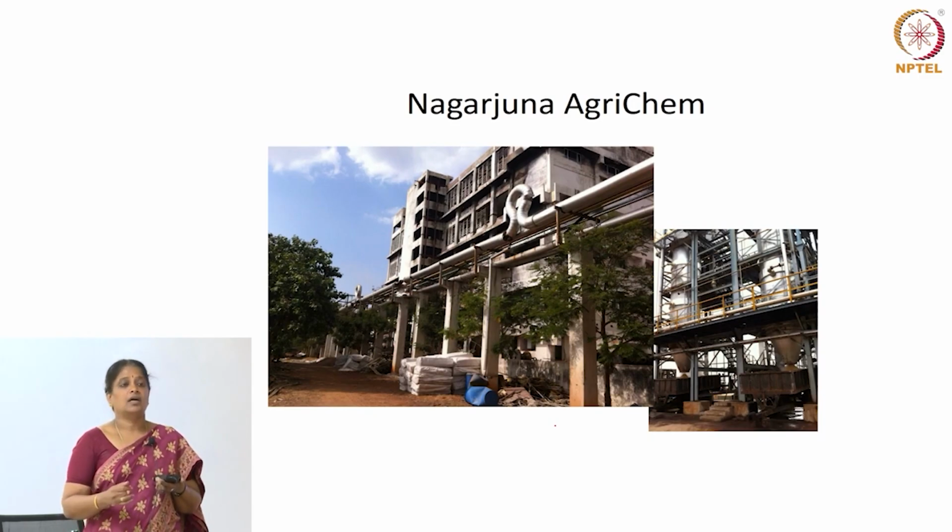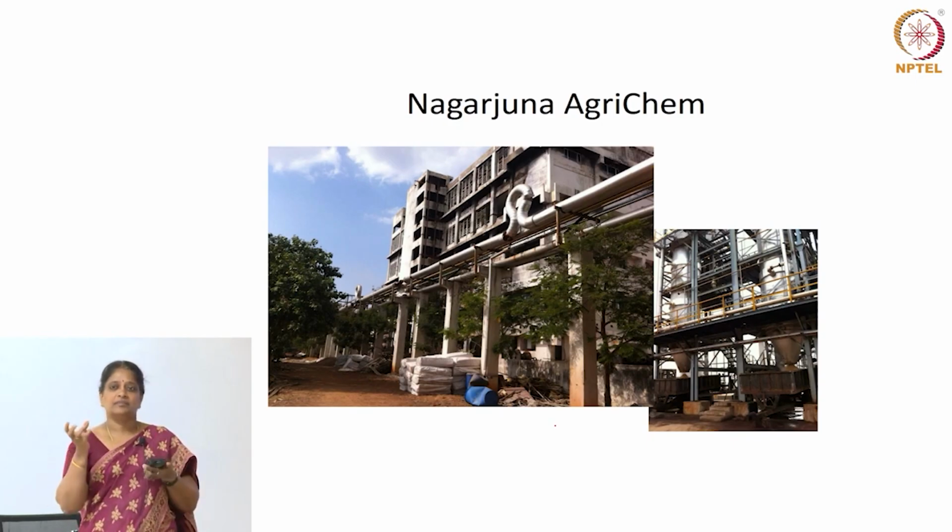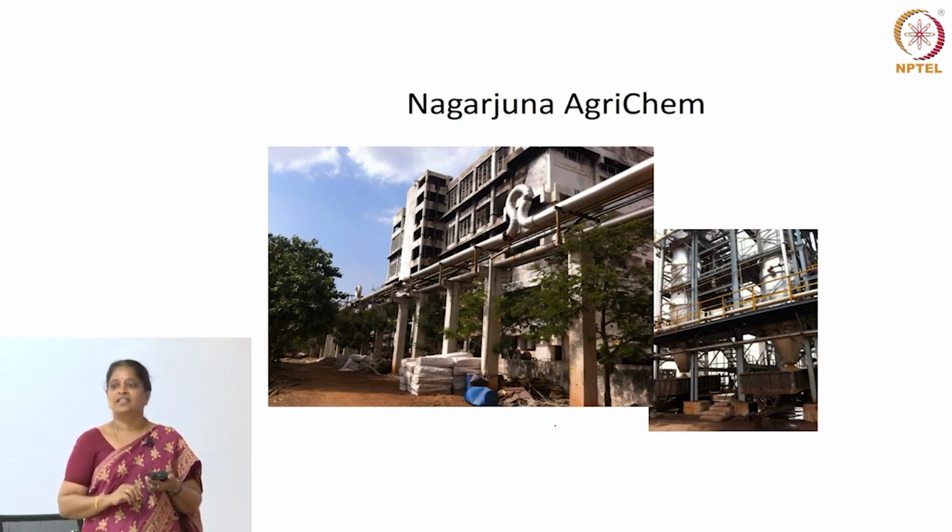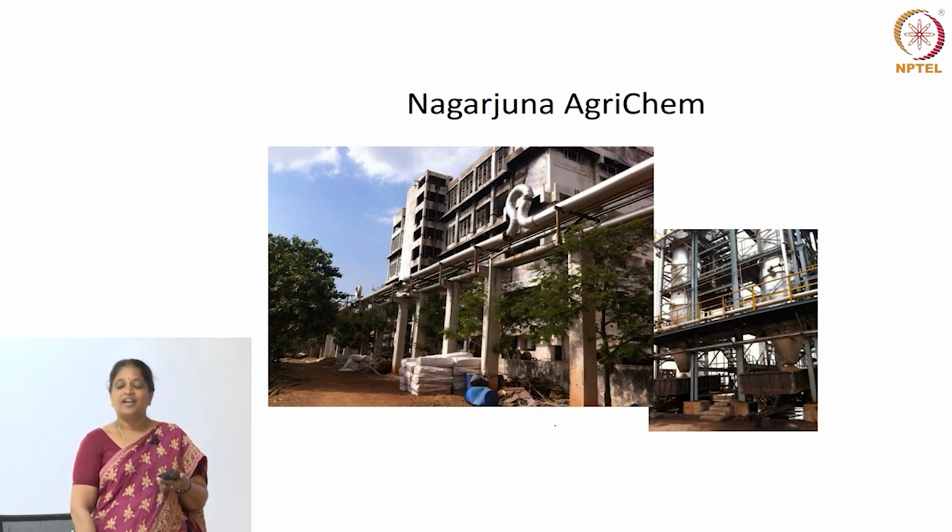So, this is a plant in Andhra Pradesh, an agri-chem plant. They call it agri-chem because it is a subtle way of saying they do not want to call it a pesticide plant, but they mostly manufacture pesticides. And a lot of chemical compounds, organic compounds, solvents go into manufacturing of pesticides.